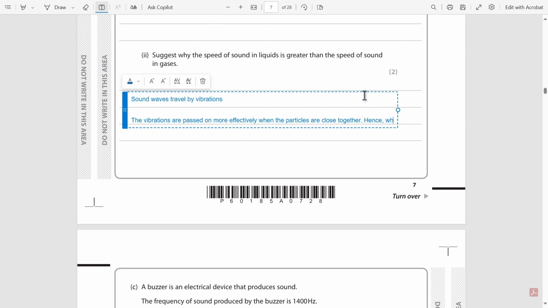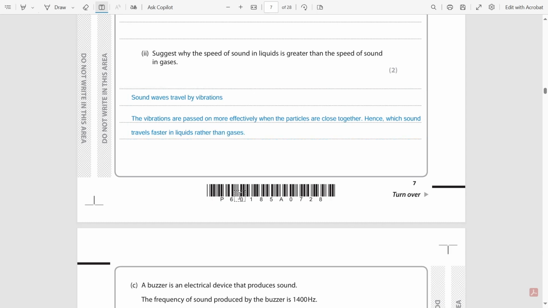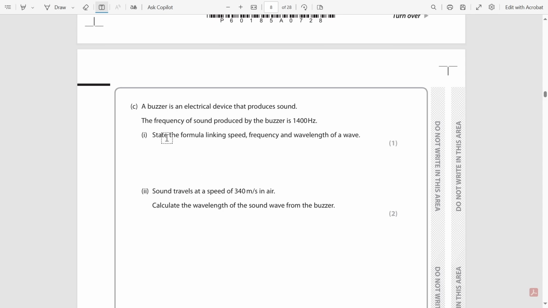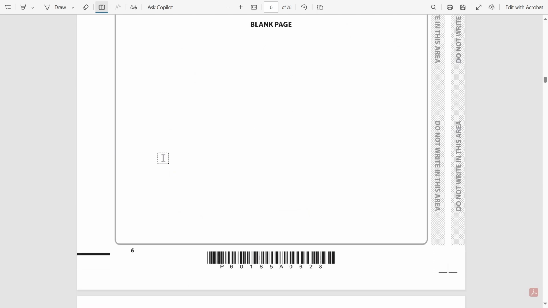Hence why sound travels faster in liquids rather than gases. There you go. Oh, sorry, my throat is starting to hurt a lot. I think we can do this, guys.